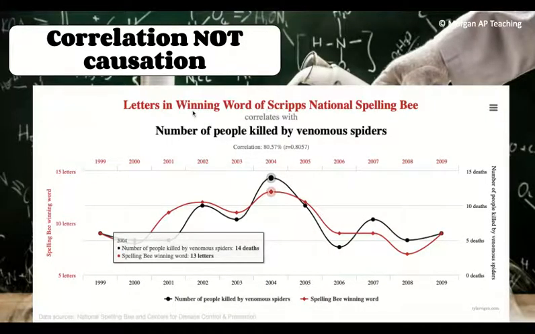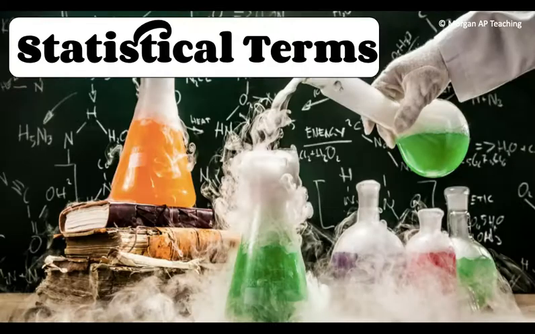This one's fun too. The number of letters in the winning word of the Scripps National Spelling Bee correlates with the number of people killed by venomous spiders. Once again, is it that every time a person is bitten by a spider, the National Spelling Bee adds a letter to the last word, or the longer that word is, the more spiders start coming out? That's not how it works, right? Correlation does not equal causation. This coefficient is 0.8057. Very, very strong. It's very, very close. So that's a problem. We have to keep in mind that even if you think you know, you don't necessarily know how correlation causes causation.